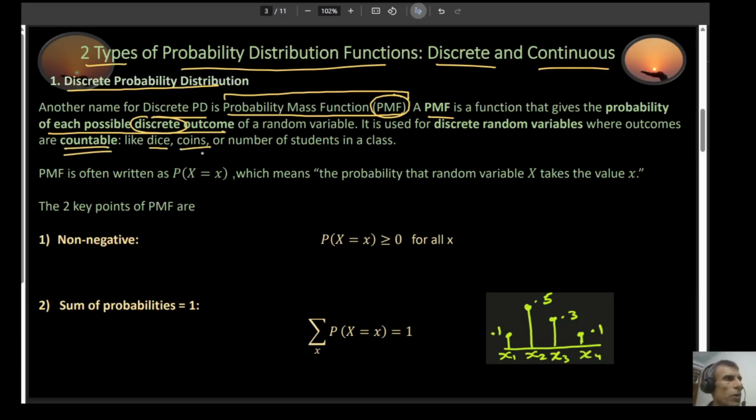Another example would be a coin. So let's say you toss a coin. It could be head or tail. Or let's say the number of students in your class. Well, the number of students is always going to be either 1, 2, 3, 4, 5, right? These are your discrete cases.